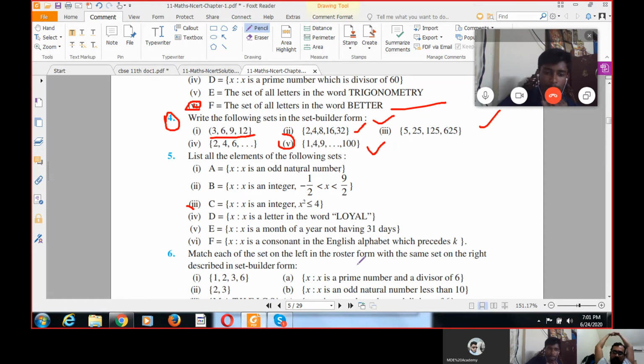1 means 1 square. 4 means 2 square. 9 means 3 square. 100 means 10 square. So what are the in-between values? 1 square, 4, 9, and 16, next 25, next 36. That's how it goes. So what is the set? Tell me the set builder form.